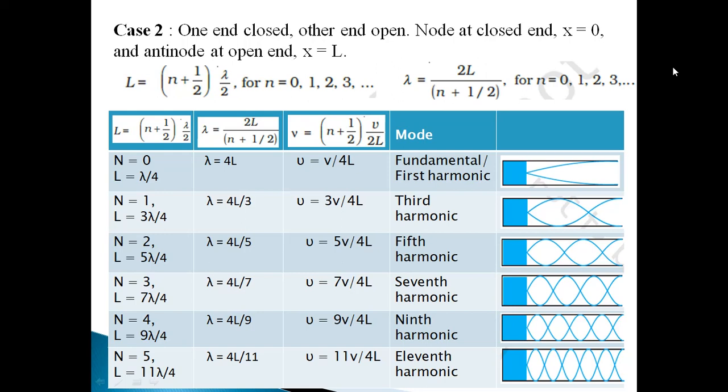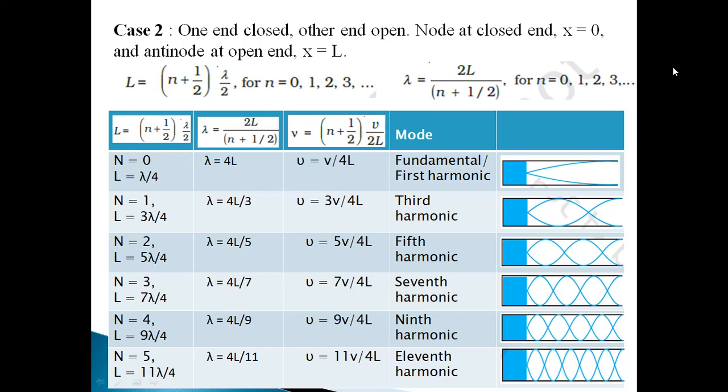When n is equal to 0, L equals lambda by 4, or lambda is equal to 4L, and frequency is v by lambda, which is v by 4L. That will be the fundamental or first harmonic. For n equal to 1, we have L equal to 3 times lambda by 4. Therefore, lambda is equal to 4L by 3, and frequency nu equals 3 times v by 4L. So the second harmonic is missing here. After the first harmonic, we get only the third harmonic.